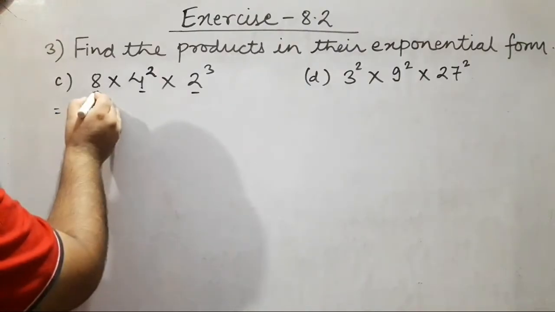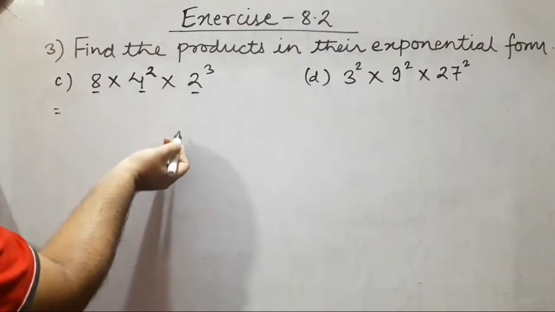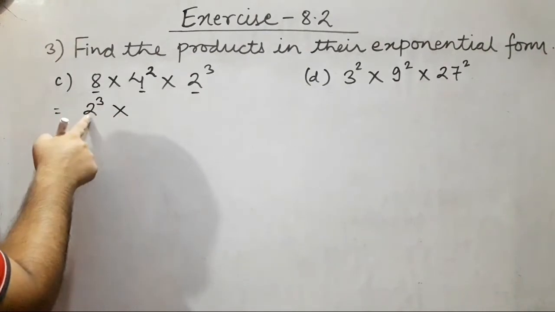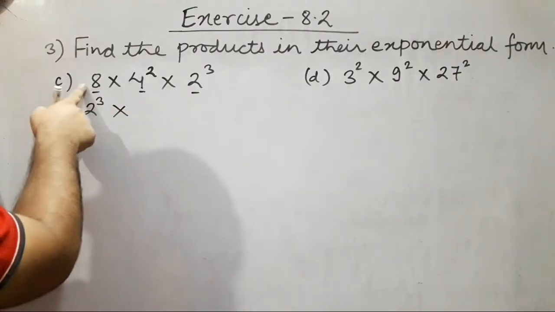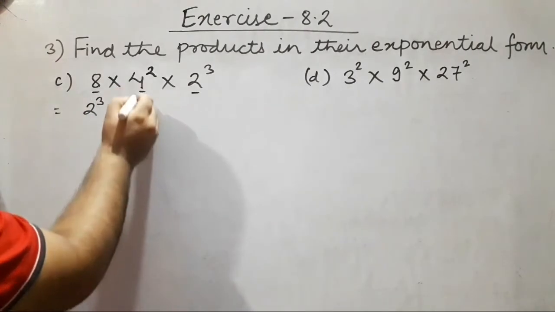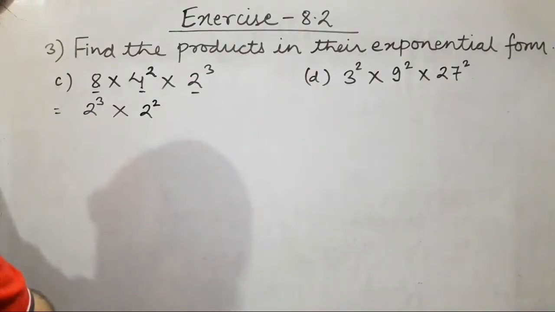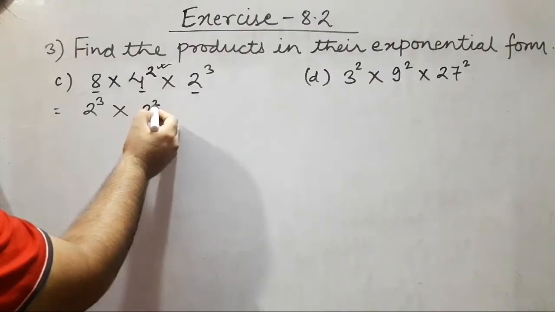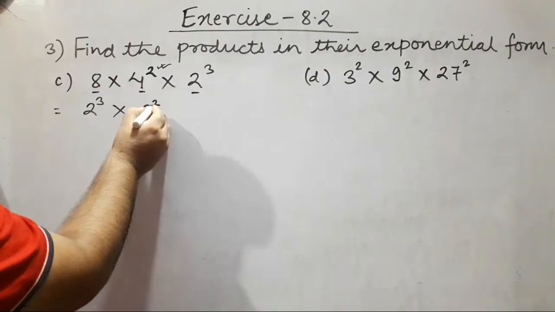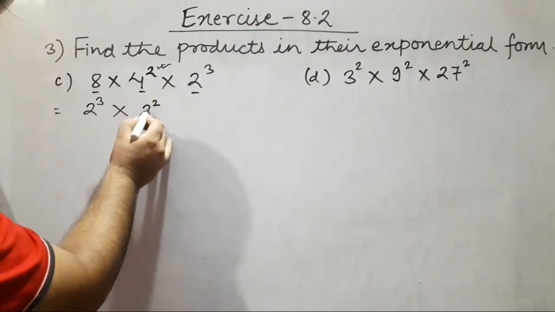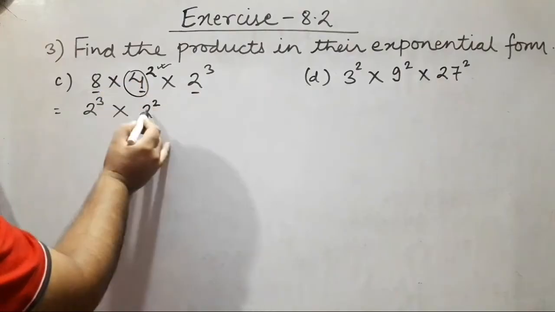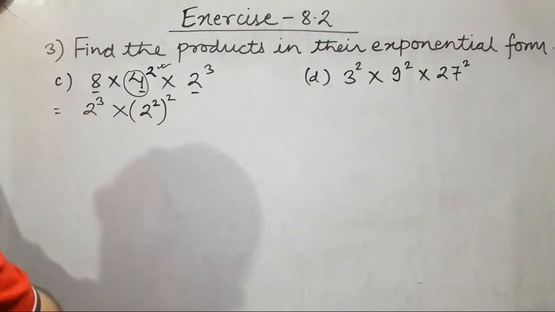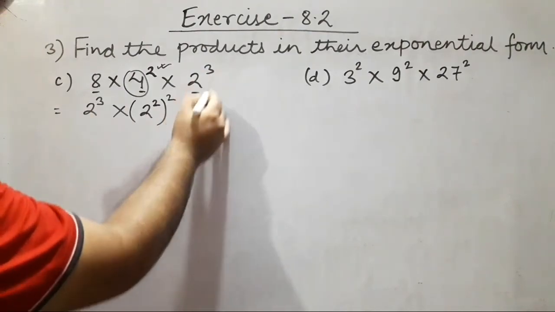That is, I have to convert this 8 and 4 into base 2. So 8 can be written as 2 power 3. 2 power 3, 2 into 2 into 2, 8. Now I can write this 4 as 2 power 2. Remember, there is one more power here. So don't treat this power and this power as the same. This power 2 we obtain by making 4 as 2 square. So this 4 is 2 square. And there is one more power. Write this power as 2 cube as it is.